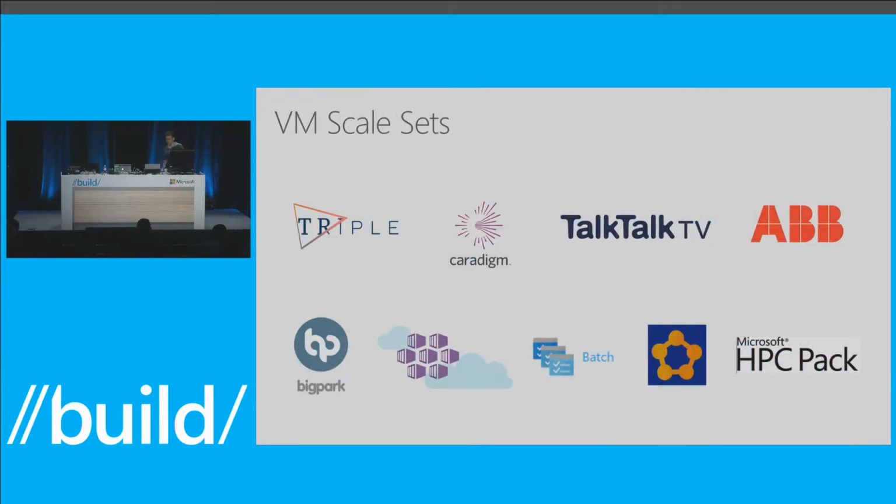And we have a lot of folks who are using these, a lot of folks who are playing with these. One of the biggest users of scale sets in our platform are the higher level, advanced services that sit on top. So our container service uses scale sets. Service Fabric uses scale sets. The HPC Pack uses scale sets. So all of these things are building on this core infrastructure that allows this very, very fast, very simple scale-out capability. We also have, of course, a lot of external customers using it as well, Cardigan, TalkTalk, ABB, et cetera. So a lot of these folks are building their solutions on top of this technology.